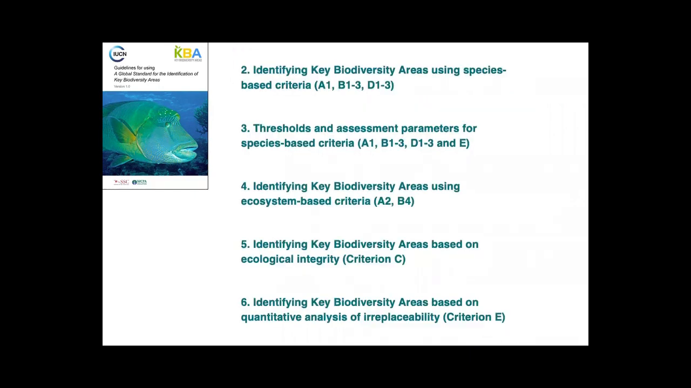The introduction is then followed by 5 chapters that provide guidelines on applying species-based criteria and their associated assessment parameters, ecosystem-based criteria, criteria based on ecological integrity, and quantitative analysis of irreplaceability. That last chapter is actually still in preparation. We expect to have it as part of version 2 of the guidelines, which should be published at the end of this year or the beginning of next year.